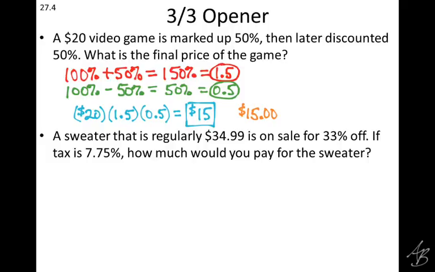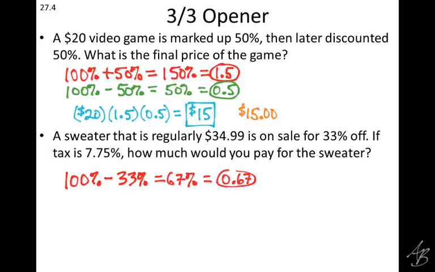Okay, so we're going to start at 100%, and we're going to take away or subtract 33%. That's going to be a discount, and we end up with what, Taylor? 67%. And then we need to change that percent to a decimal, which would be what?